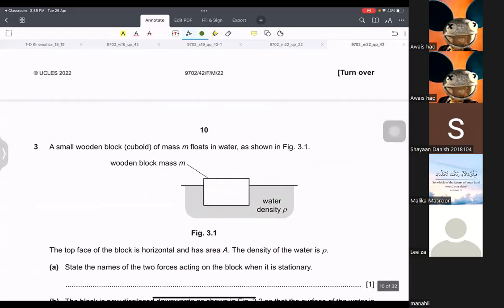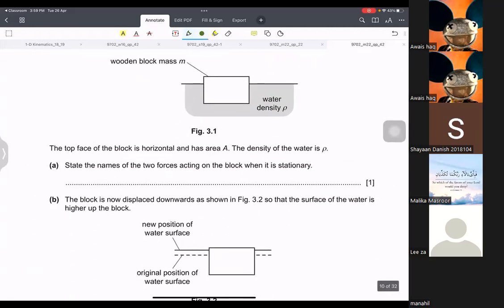a small wooden block. Name two forces acting on the block when it's stationary. Weight down. This is an O levels question. Sorry, A levels. Yes. And upthrust. Okay.